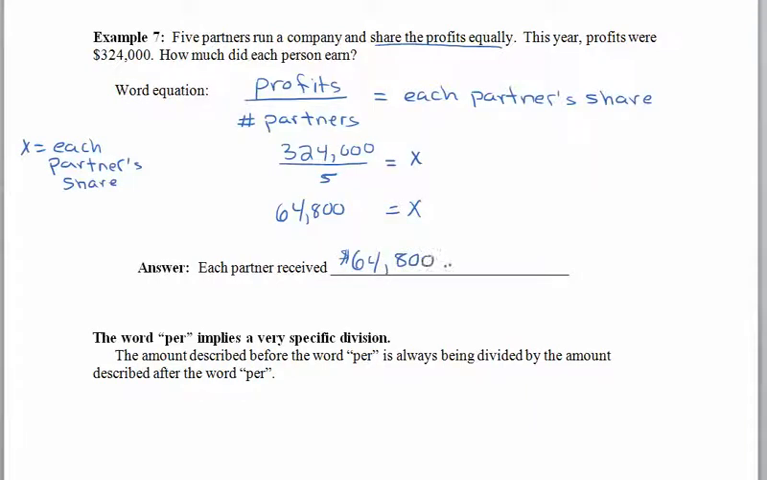$64,800. And of course, the key thing here is to recognize that we started off with these $324,000 in profits and subtracted off $64,800 for the first partner, 64,800 for the second partner, and so on until everything was all gone. So we had this repeated subtraction until an amount was used up.